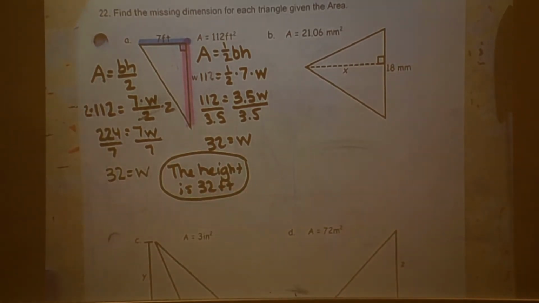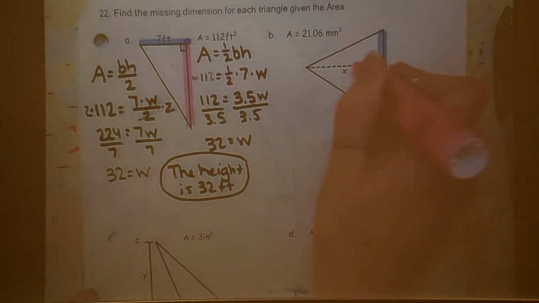So you do not need to do both. Please do not do extra work, but you need a formula. Pick from the two. You need to substitute your numbers, and you need to solve. And your final answer has to have some units. The one next to that has a base and a height that make a 90-degree angle.